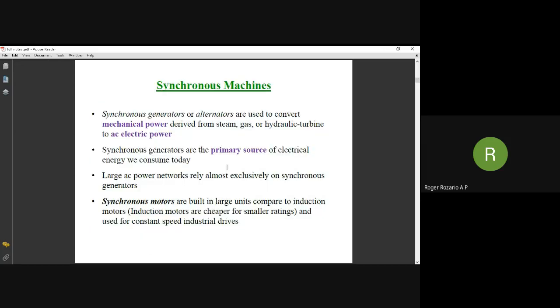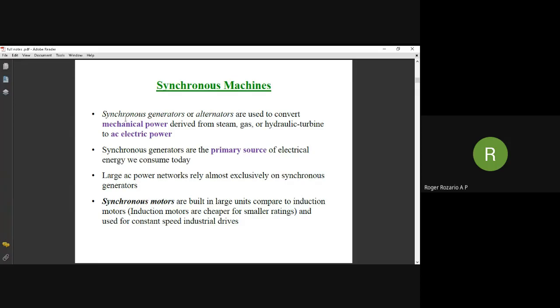Synchronous machines are, in general, of two types: synchronous generators and synchronous motors. What is a generator? A generator converts mechanical energy to electrical energy. That is what we discussed, and we also emphasized the importance of generators. It is the primary source of electrical energy we consume today. Without alternators, there will be no power generated and the entire world will be in dark. So that is the importance of these generators.